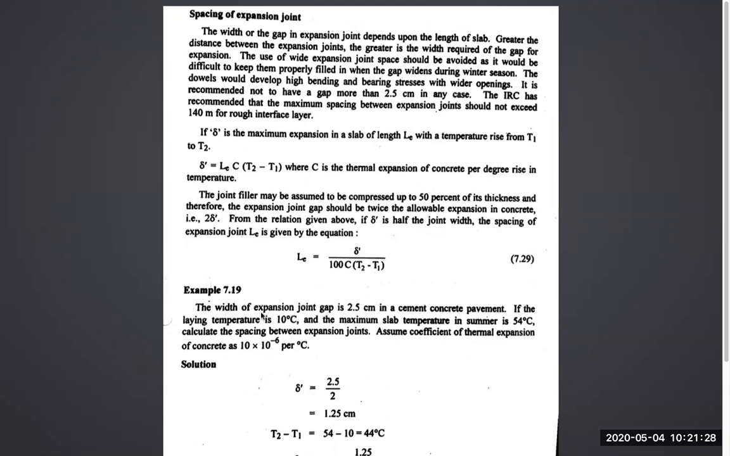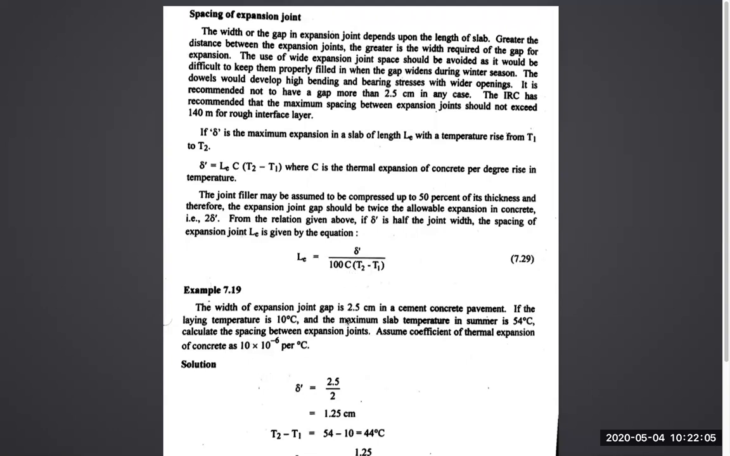Okay. So during laying of this CC slab, it was 10 degrees Celsius, and the maximum temperature that can occur in this slab during summer is 54 degrees Celsius. Okay. So there is a lot of variation in the temperature between laying and summer. At peak summer, there is a high temperature of 54 degrees Celsius. So for this condition, we need to calculate the expansion joint spacing. Okay. So the thermal coefficient, that is the value of C, has been given.